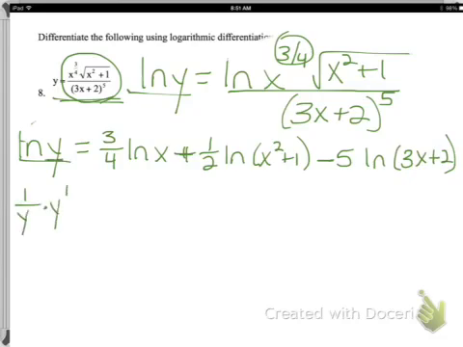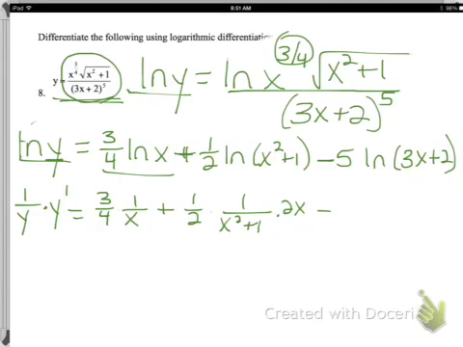So 1 over y times y prime equals, first term would just be 3/4 times 1 over x. The next term would just be 1/2 times 1 over x squared plus 1 times 2x. And the last term would be 5 times 1 over 3x plus 2 times 3. So now all I'm going to do is rewrite these so I have one fraction each time.